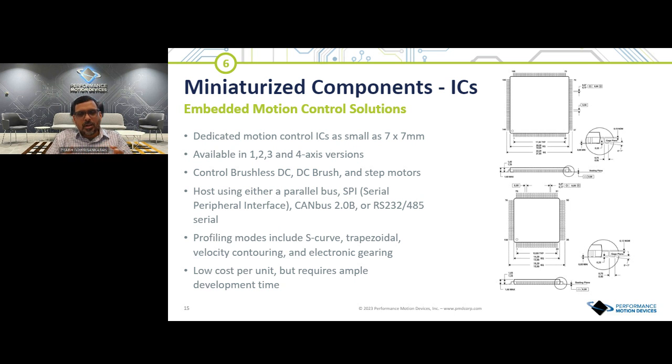Like in robotic arms, they typically go towards using our chips and doing their own custom board for their implementation. In some cases, we've seen where they've done a circular board with holes so that the cables can go through the gap in the middle. So it's unique to the mechanical design.